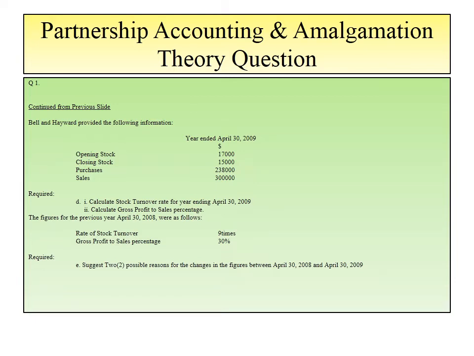There is another requirement: suggest two possible reasons for the changes in the figures between April 30, 2008 and April 30, 2009. This concludes the question, and in the next slide we are going to learn how to solve it.